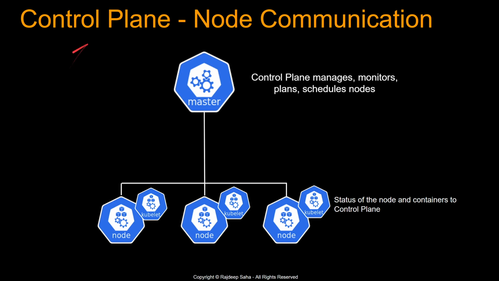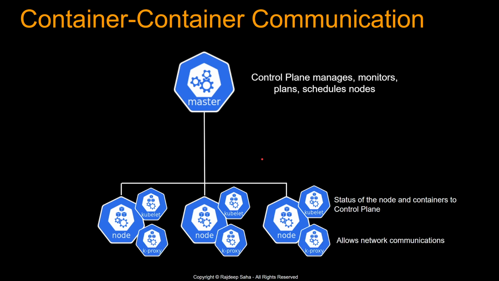But what about node-to-node communication? Let's say you are running your database in this node and your application server in this node. How would the database server and the application server communicate with each other? That is done using kube-proxy. So kube-proxy is a network proxy that runs on each node in your cluster. It maintains network rules on nodes. These network rules allow network communication to your container from inside or outside of your cluster.